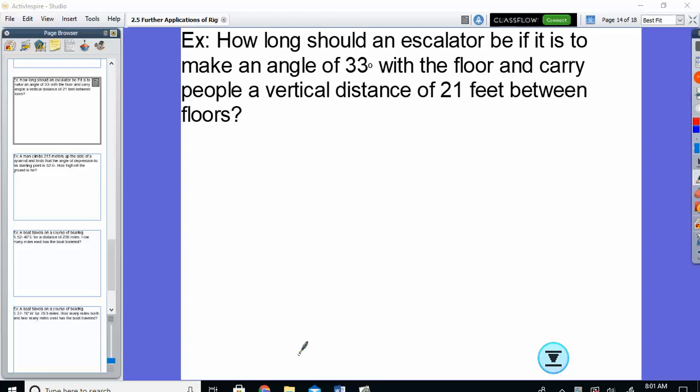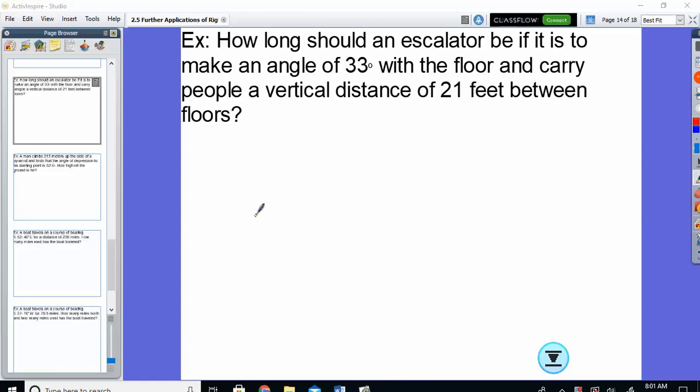To know, how long should an escalator be if it is to make an angle of 33 degrees with the floor and carry people a vertical distance of 21 feet between floors? So what would we do? Okay. We know, what's an escalator look like?